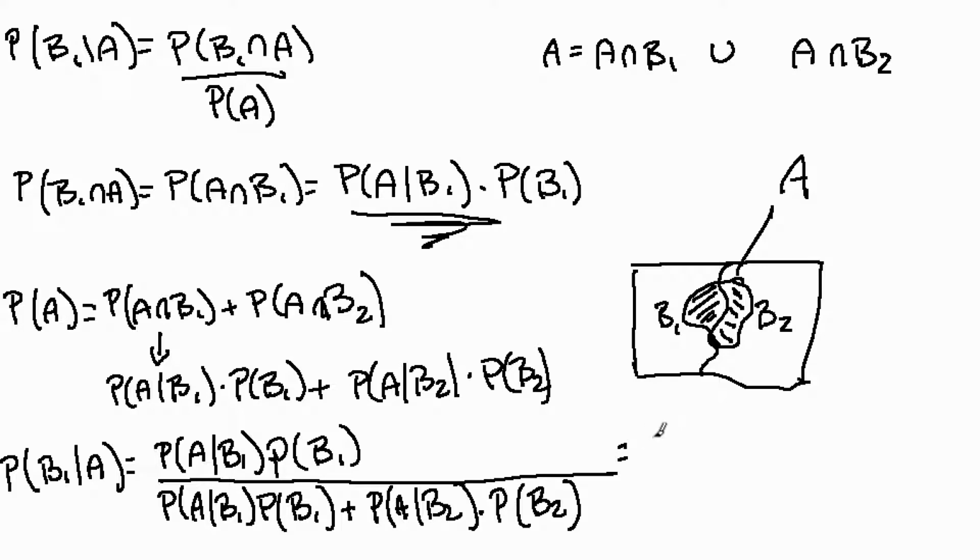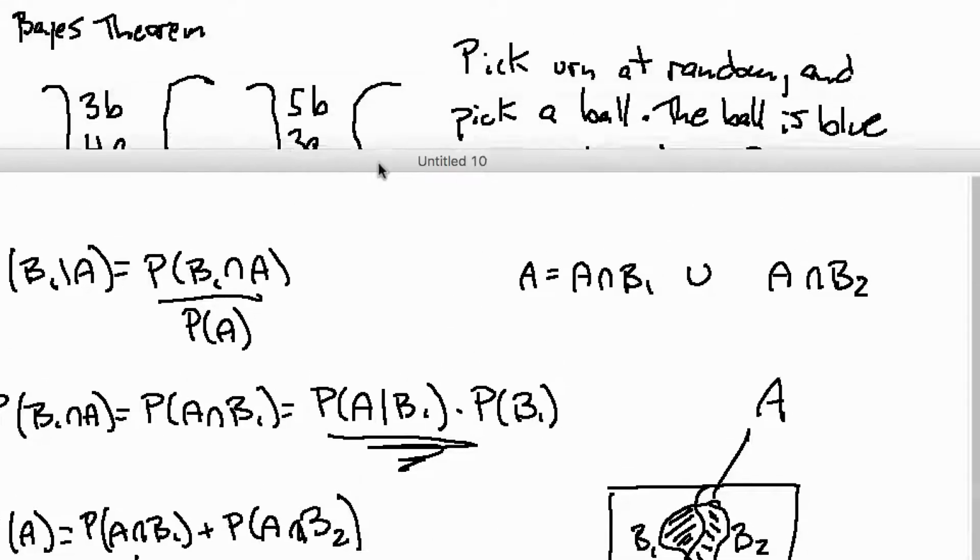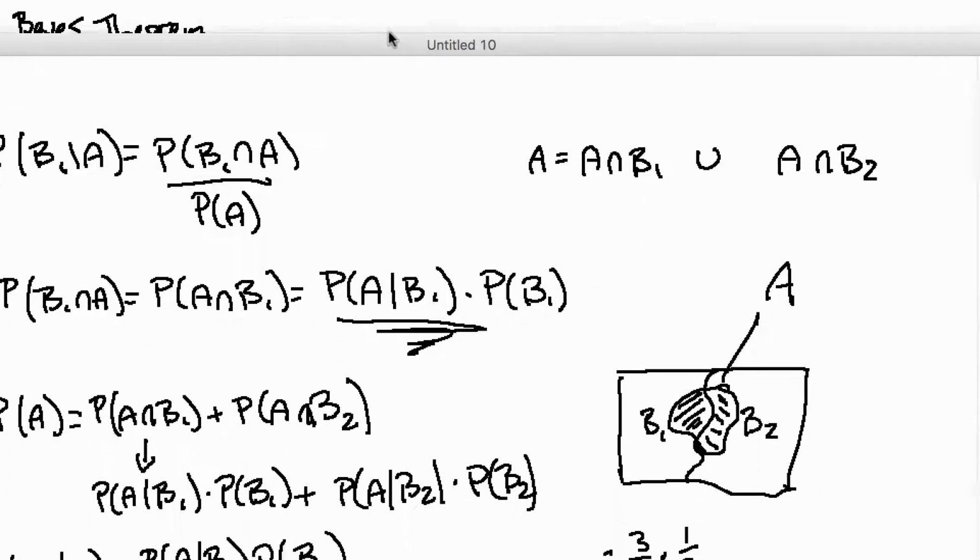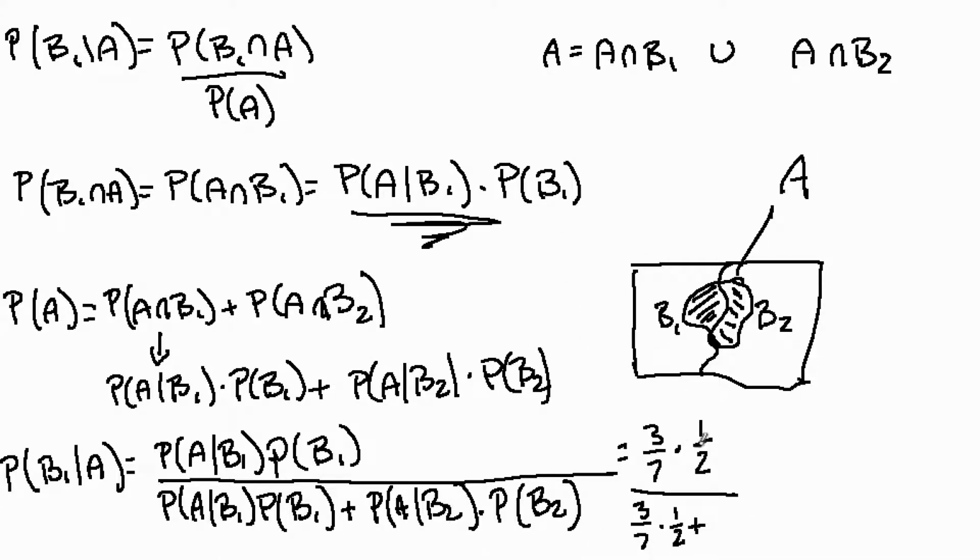So this is equal to 3/7. The probability of picking that urn is 1/2, divided by, so this is going to be 3/7 times 1/2 plus the probability of picking a blue if we picked B2. If we picked B2, the blue is 5/8 times 1/2. So we just have to go ahead and calculate whatever these numbers are.